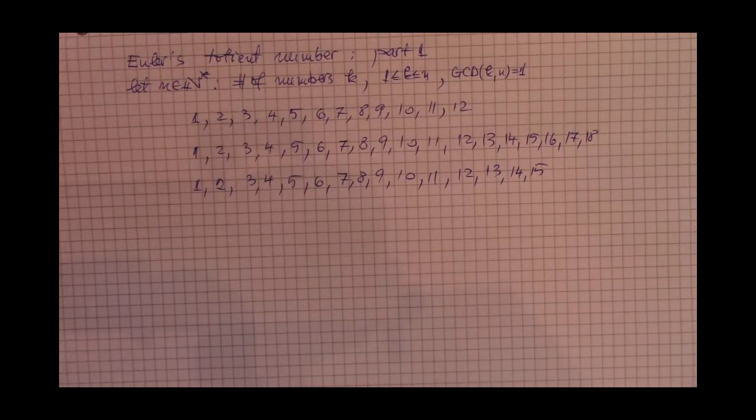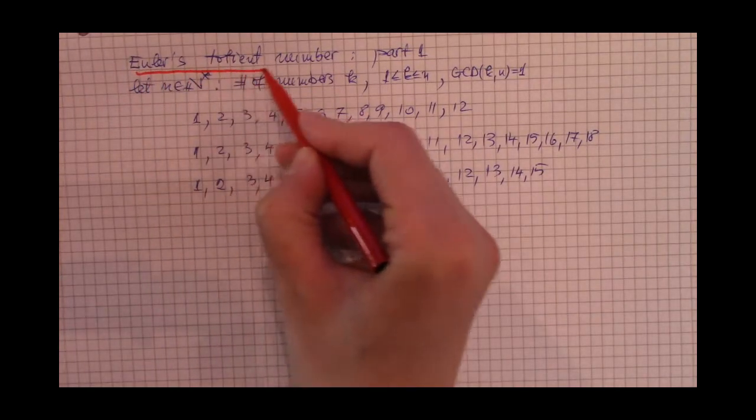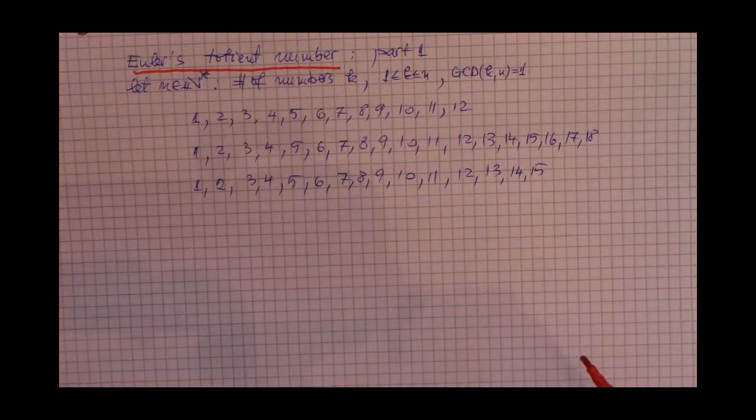In this video we will be looking at what's called Euler's Totient number. I'll explain very shortly what this number is all about. Now, maybe you watched the previous video. In that video we actually counted the number of divisors of a certain natural number n.